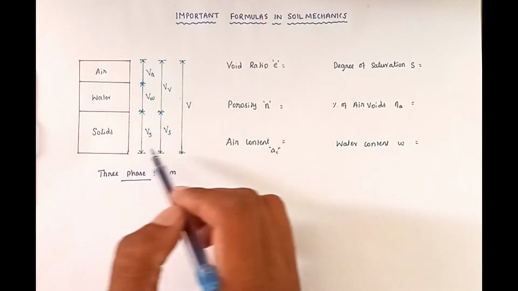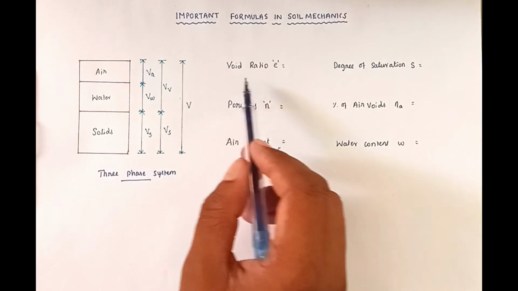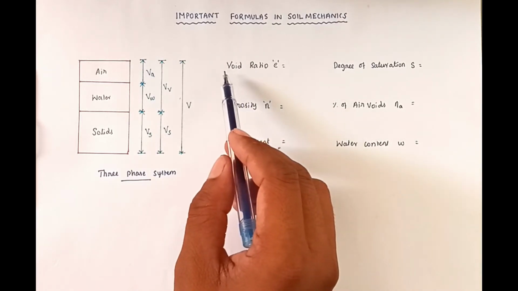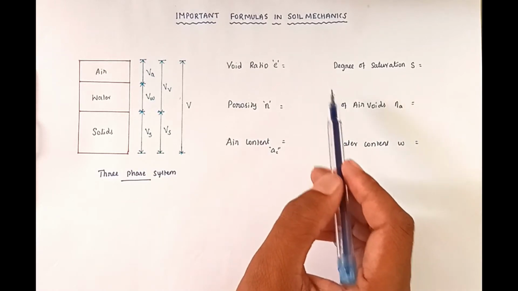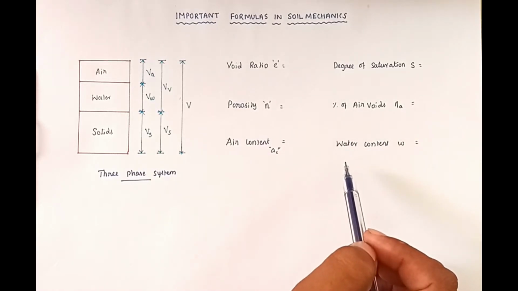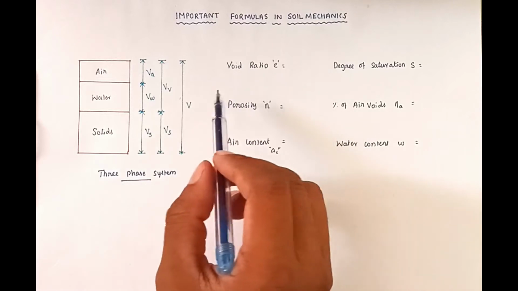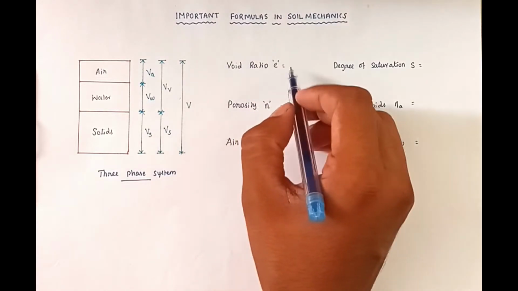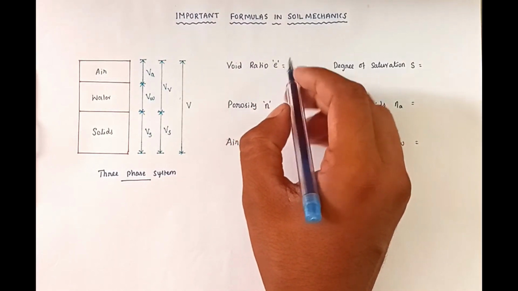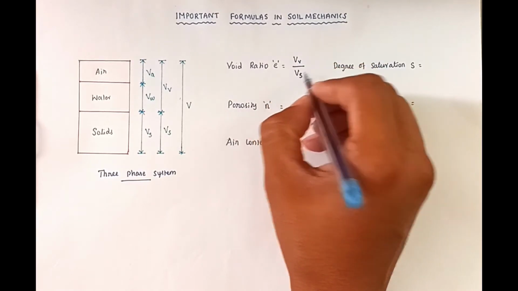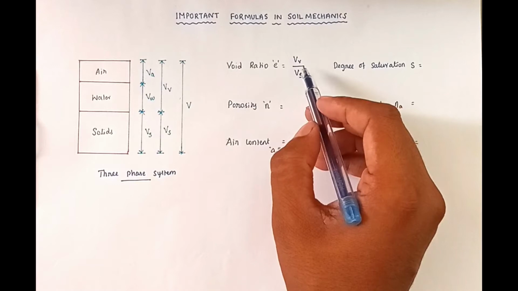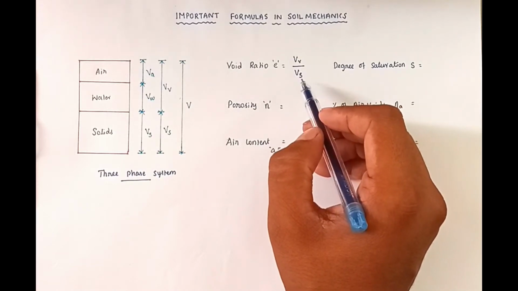From that relationship, we can derive many formulas like void ratio, porosity, air content, degree of saturation, percentage of air voids, then water content. So first, void ratio. Void ratio is denoted as e. It is the volume of voids to the volume of solids. So the amount of voids present in the solids is called void ratio.